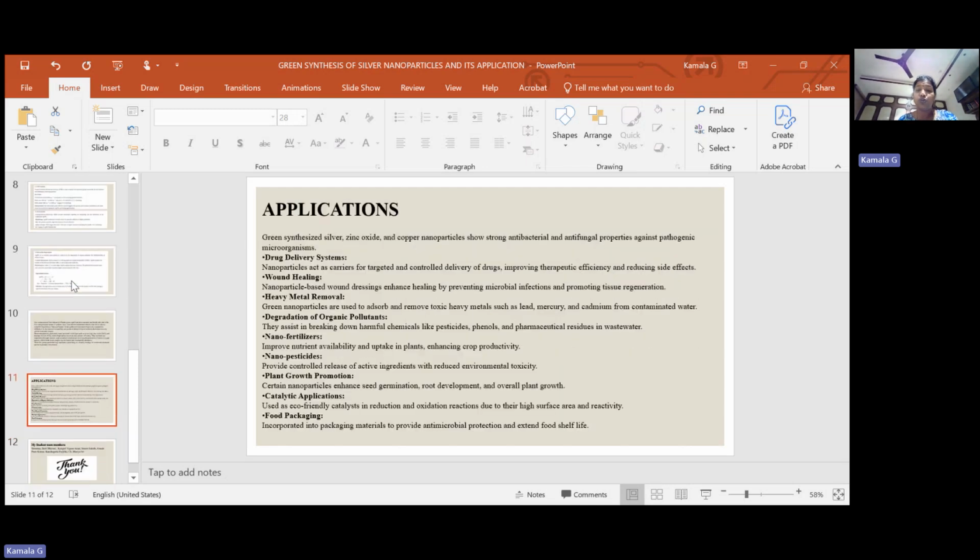Apart from this, many applications are carried out with these nanoparticles: drug delivery systems, wound healing, heavy metal removal in water bodies, degradation of organic pollutants, nanofertilizers, nanopesticides, plant growth promoting molecules, catalytic applications, and food packaging applications. These are the applications for silver nanoparticles.